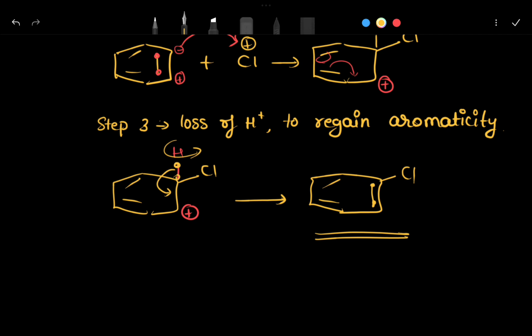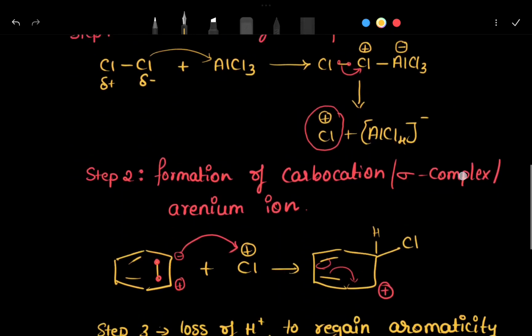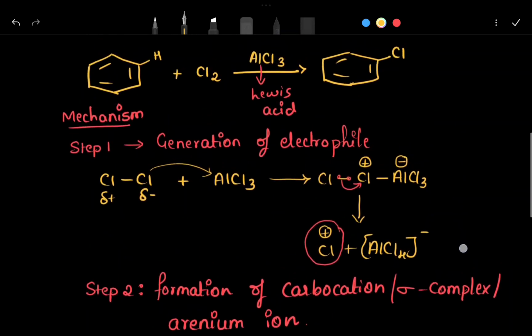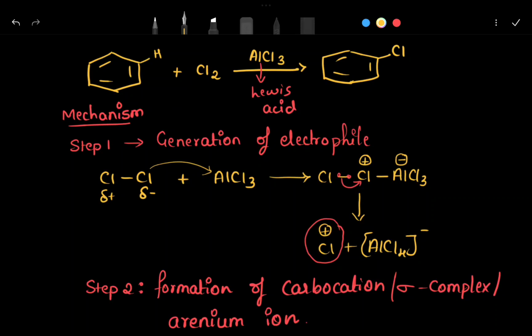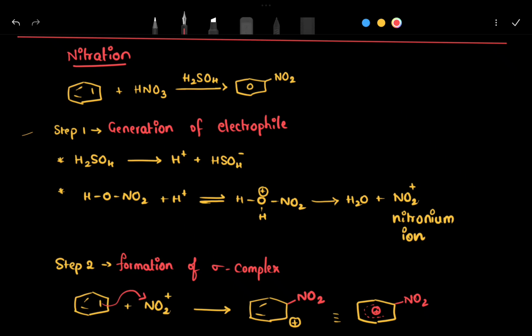Alright, so this is the mechanism for chlorination reaction, and this mechanism is similar for different reactions like nitration or sulfonation. The only difference you'll be seeing is in the first step, because in all these the electrophiles will be different. Alright, so we'll see one more example, that is for nitration.